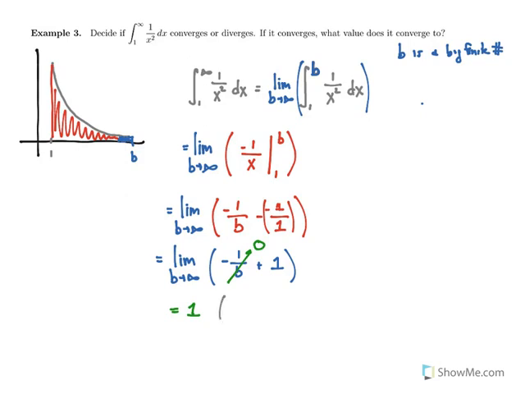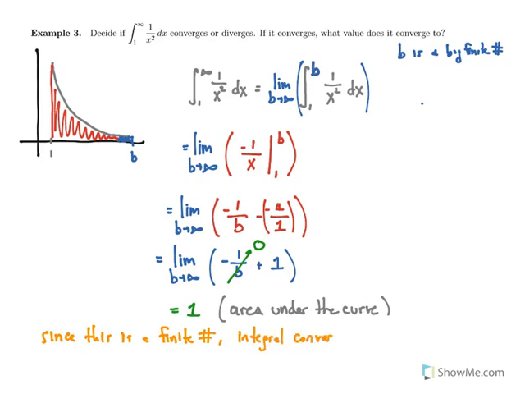And this is the area under the curve. And since it's a finite number, we say that the integral converges to 1. In the next video, we're going to look at another example or two of kind of diving into the details of this improper integral a little bit more.